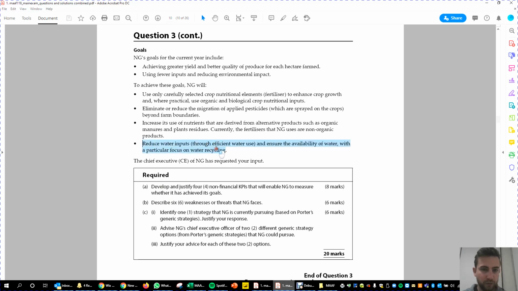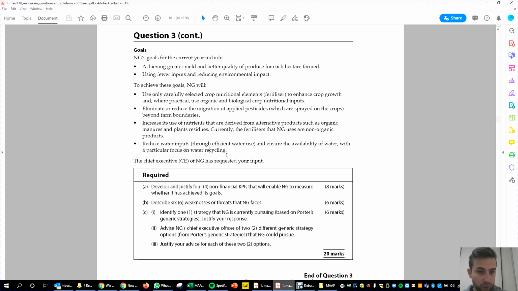Okay, let's move on to reducing water inputs. So, particularly through efficient water use. So they mentioned before recycled water. They've got it here too. Ensure the availability of water with a particular focus on water recycling. So this is something where you could measure the percentage of water that is actually recycled.